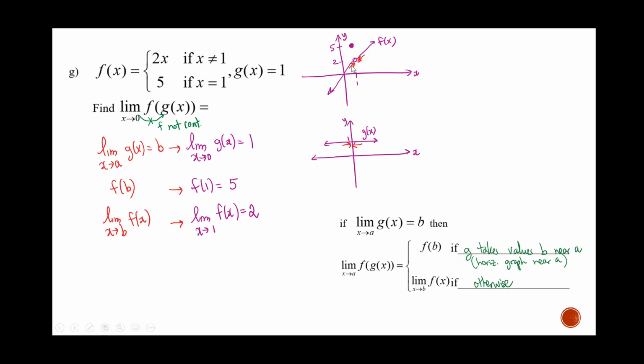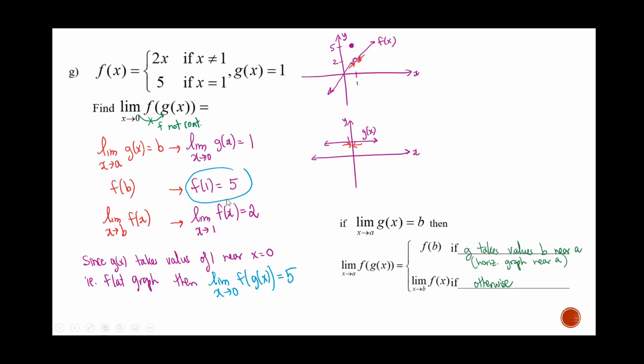So what happens here? Because the inner function is horizontal, since g takes values of 1 near x equals 0, we have a flat graph, and then we actually have this as the final answer to this limit of a composition. It would actually be 5, which is a little weird, because how can you get 5 if you have nothing to approach it on? But it will make more sense if we actually draw this composition graph.